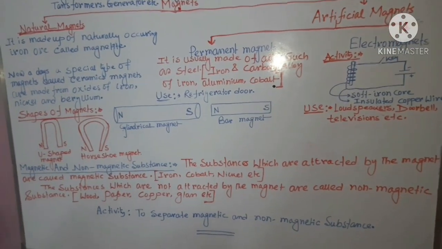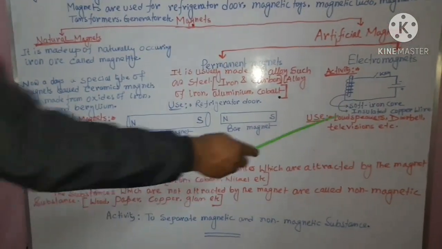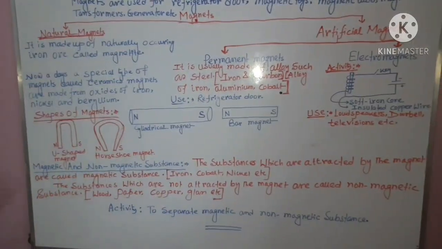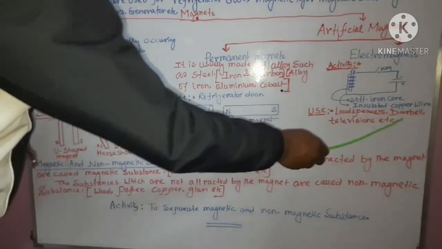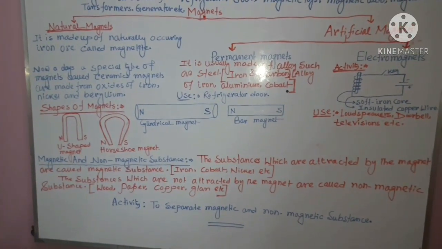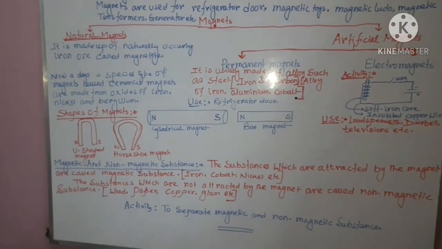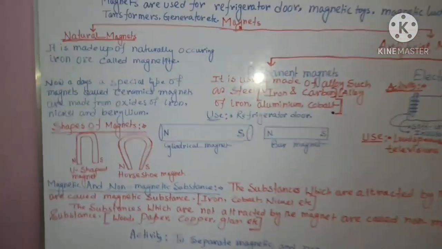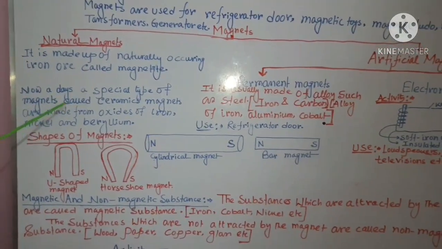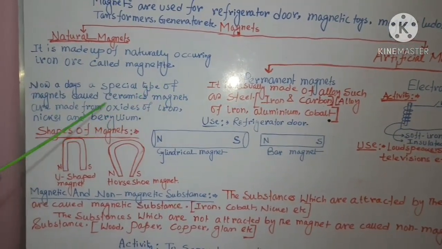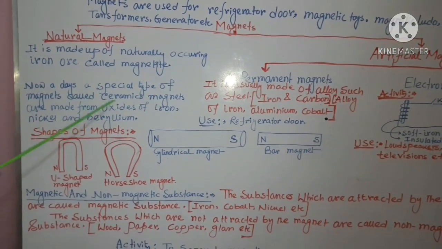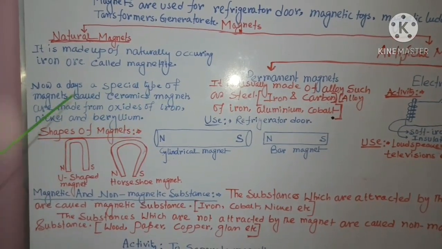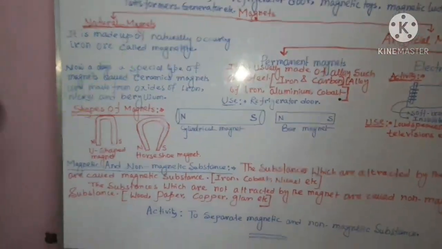Electromagnets are used in loudspeaker. Electromagnets are used in doorbell. The electromagnets are used in television, etc. So in our surroundings there are so many applications of electromagnet. Nowadays a special type of magnet is called ceramic magnet, which is made from the oxide of iron, nickel and beryllium. You have to remember this.